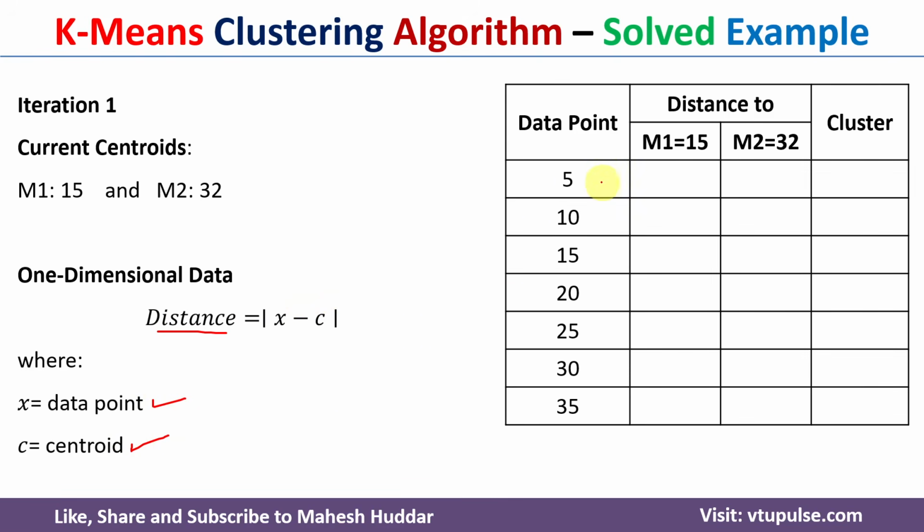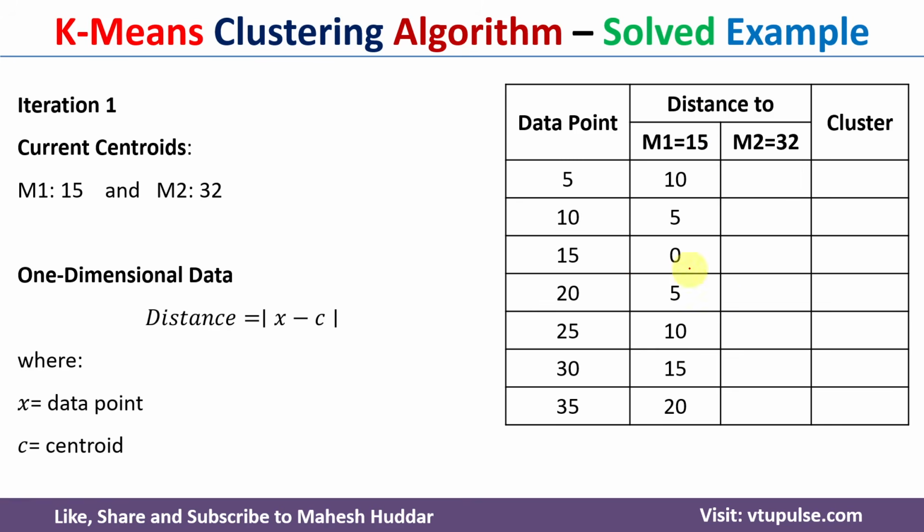First, we will calculate the distance between the first data point and the first centroid, that is M1 is equal to 15, which is equal to the absolute difference 5 minus 15. So, that is equal to minus 10, the absolute value of minus 10, which is equal to 10. Next, we need to calculate the distance between 10 and 15, which is equal to minus 5, and the absolute value of minus 5 is 5. Similarly, we need to calculate the distance for the remaining data points.